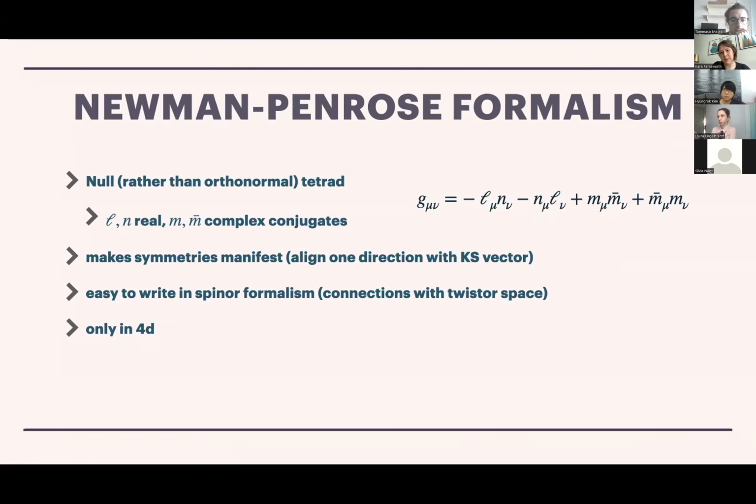And our metric can be just written in this nice simple form. This is a really useful formalism to use when you're talking about spacetimes with null directions, principal null directions, because you can align these null tetrad vectors along your principal null direction. So it simplifies a lot of things. And because it's in terms of null vectors, we can easily write it like Sylvia was talking about using spinor formalism. So that'll give us some connections to twistor space that I'll talk about. But again, it's only in 4 dimensions.